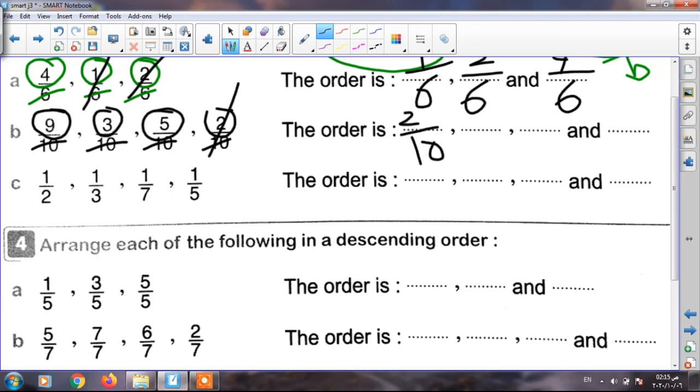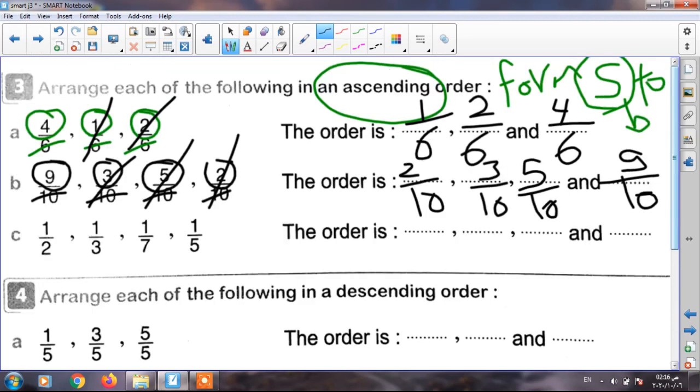After that, 3/10. And I will cancel it. After that, 5/10. And I will cancel it from here. And the last one, 9/10.